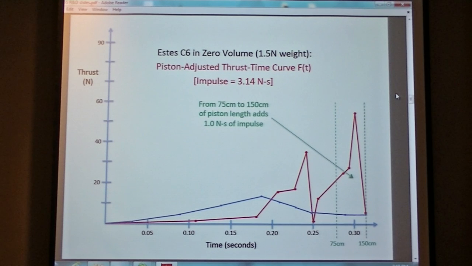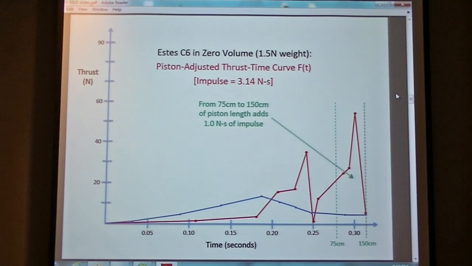Interestingly, there is about 1 newton-second of added impulse here, but all of the added impulse comes after the first 75 centimeters of travel. Now this is very interesting from the point of view that most NAR competitors think of a long piston as being about 30 inches, about a 75 centimeter piston. So this is basically saying that if you fly what has typically been thought of by NAR competitors as a long piston, you're going to get some advantage.